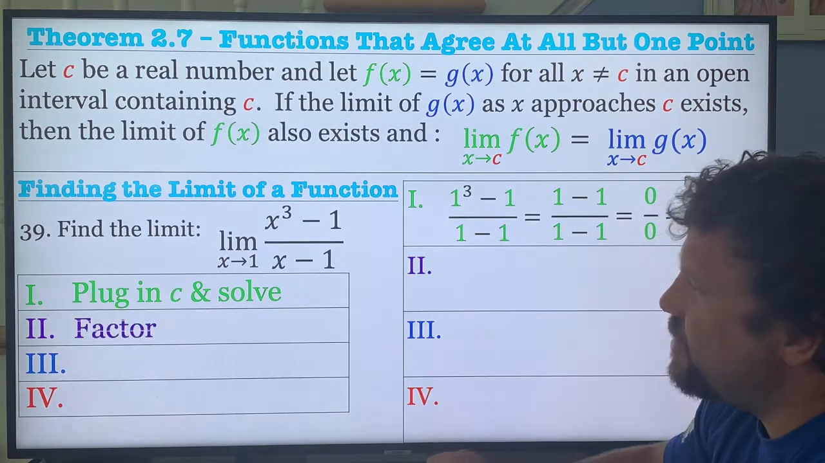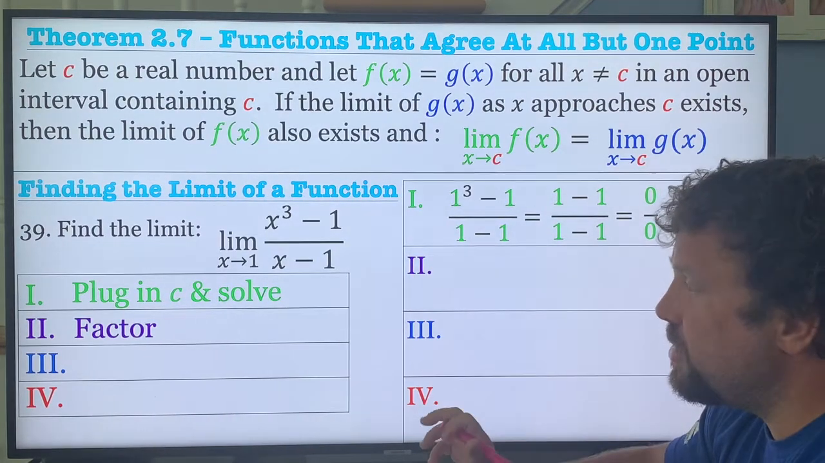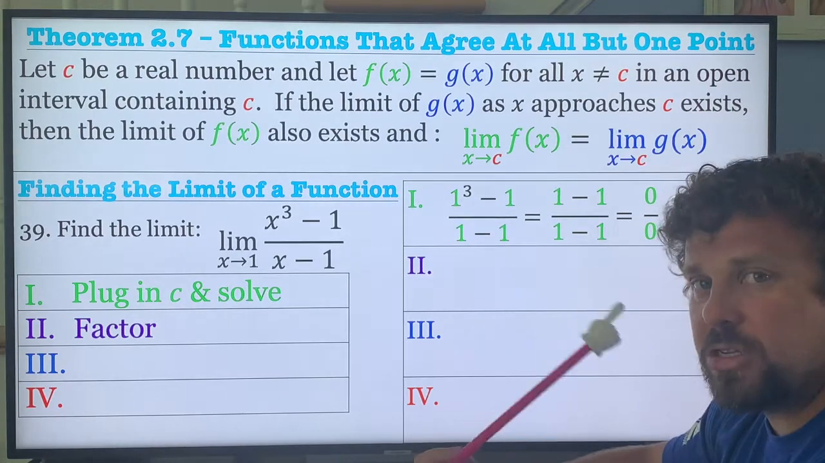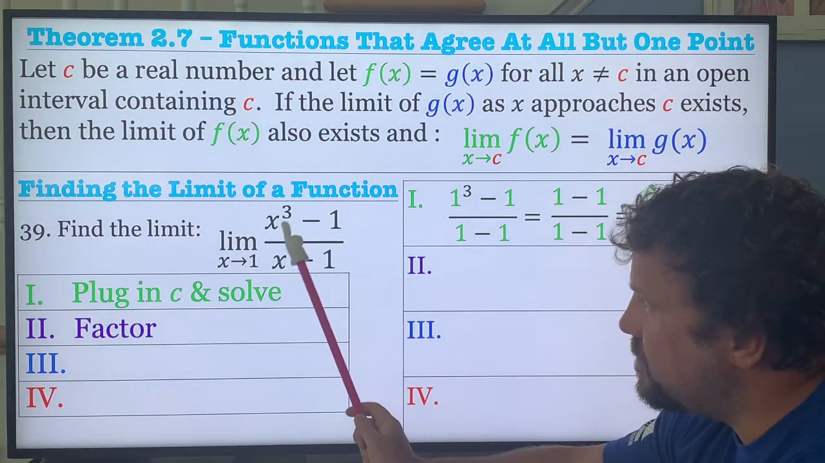All right, no, step 2 is to factor. Can I factor the bottom? The denominator? No. Can I factor the numerator? You can. Do you guys remember how to factor cubic equations? Cubic equations is when you have a cube here and a cube here. X cubed is x cubed.